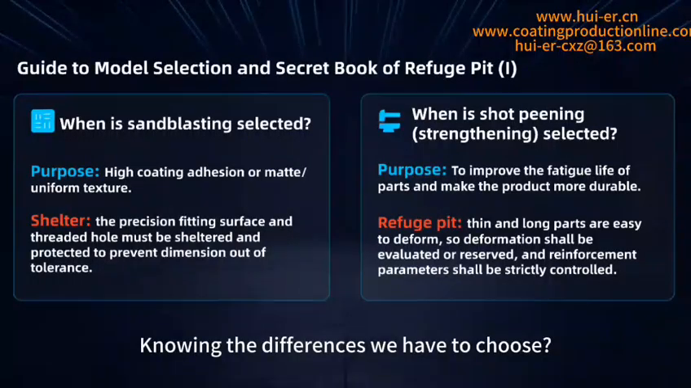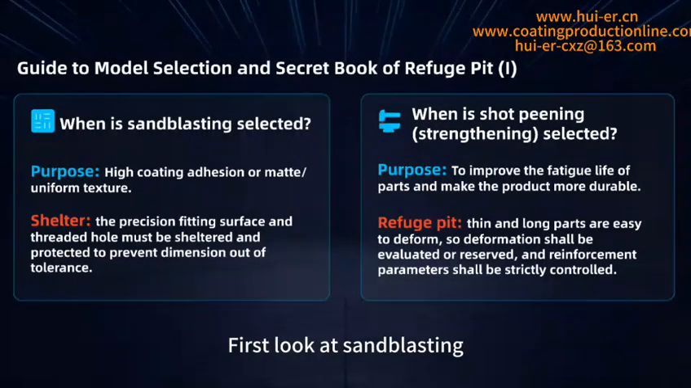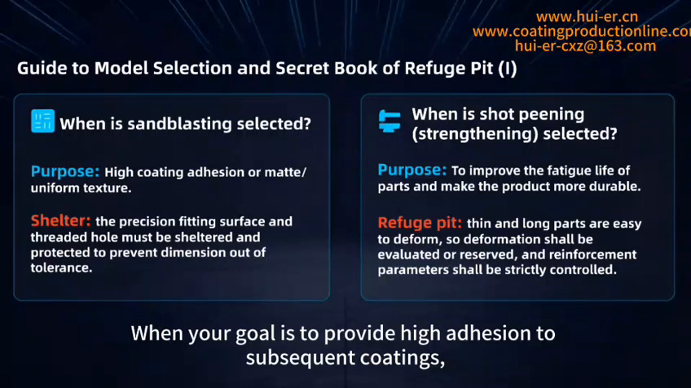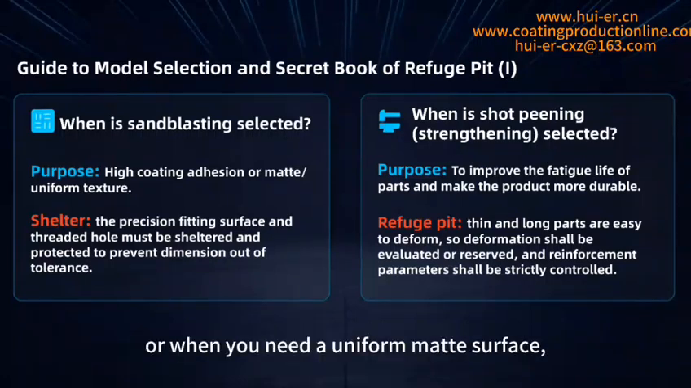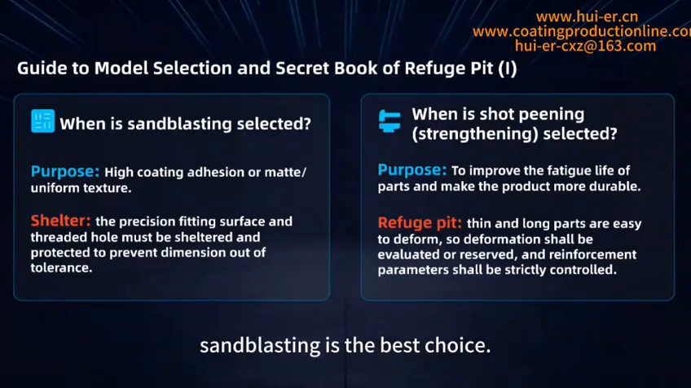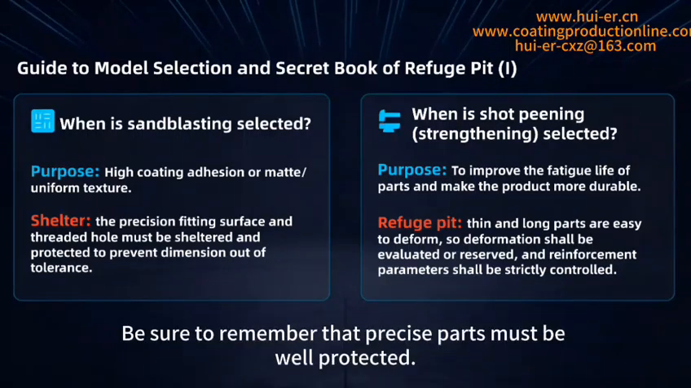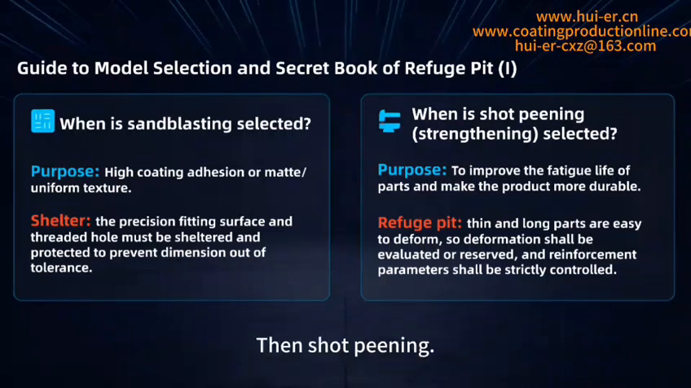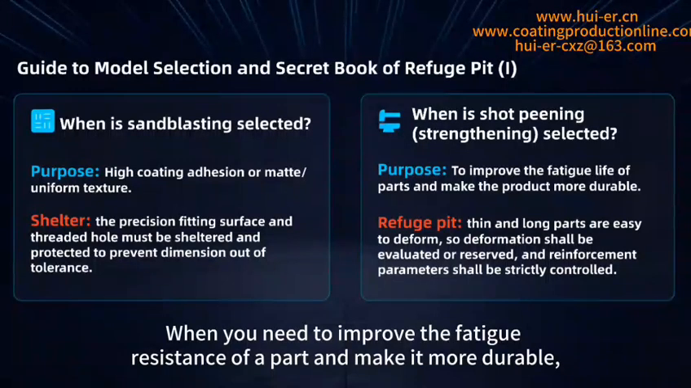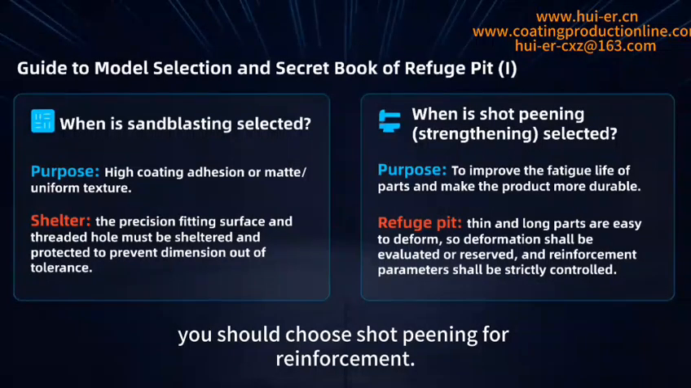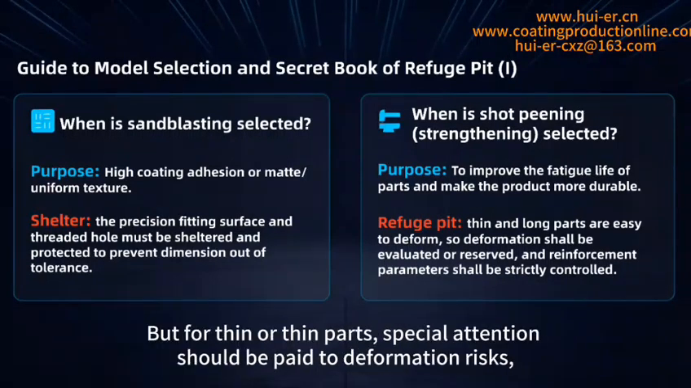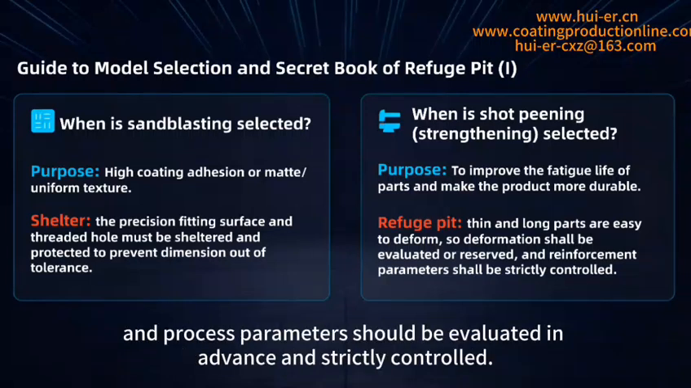Knowing the differences, we have to choose. First, look at sandblasting. When your goal is to provide high adhesion to subsequent coatings, or when you need a uniform matte surface, sandblasting is the best choice. Be sure to remember that precision parts must be well protected. Then shot peening. When you need to improve the fatigue resistance of a part and make it more durable, you should choose shot peening for reinforcement. But for thin or slender parts, special attention should be paid to deformation risks, and process parameters should be evaluated in advance and strictly controlled.